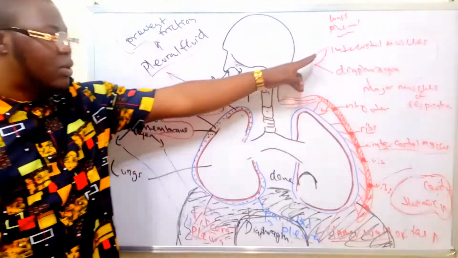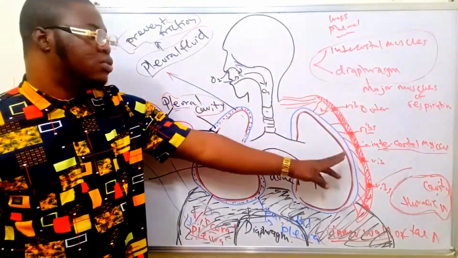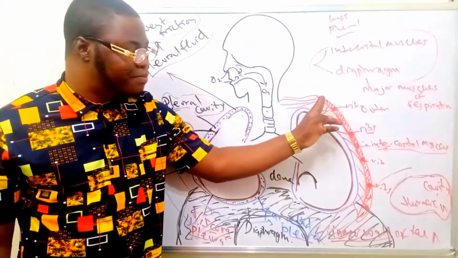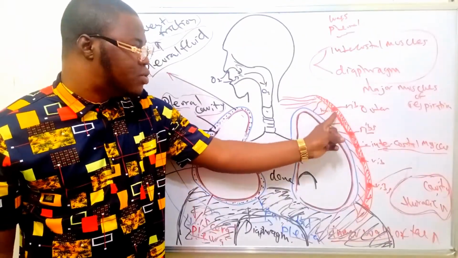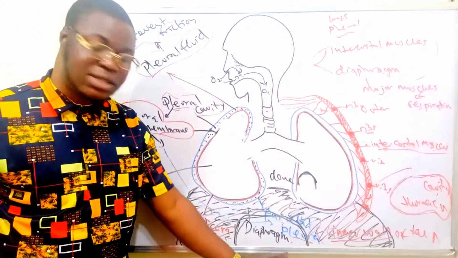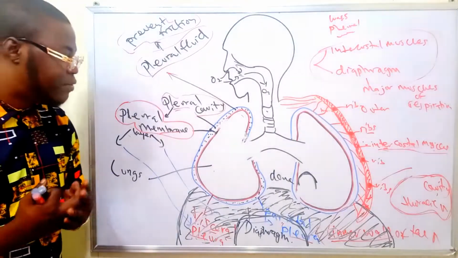And then we said the intercostal muscles and the diaphragm. So we said they are the major muscles of respiration. Your intercostal muscles, they are between the ribs. And then the diaphragm is actually below the lungs. As simple as that. Now, let's start with the mechanism of respiration.